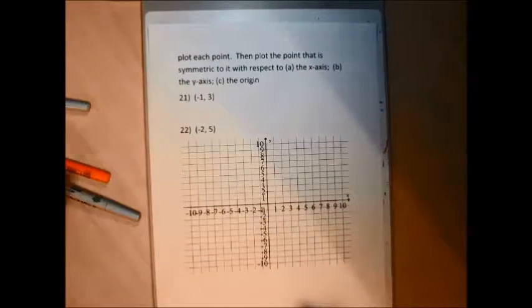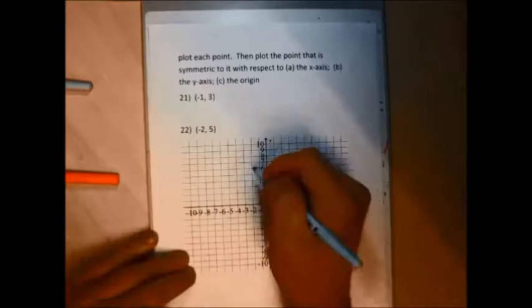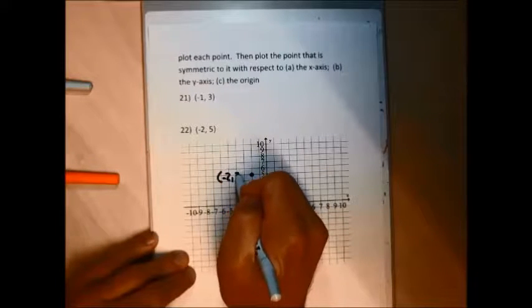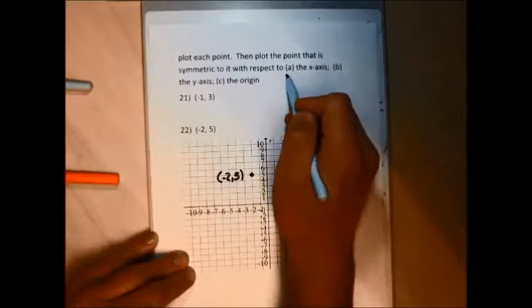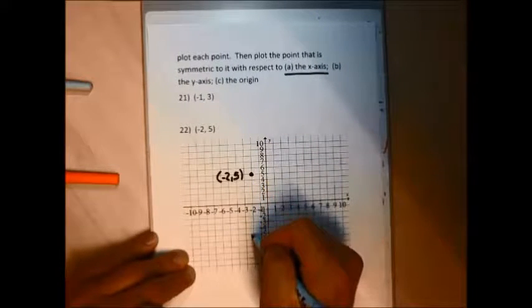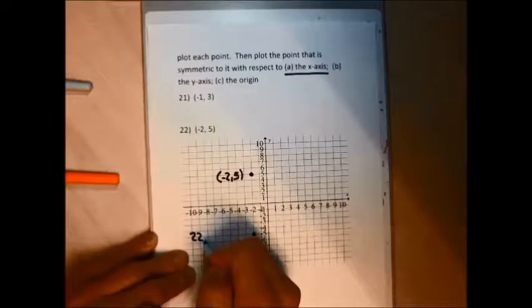So, problem 22, I'm going to start off by plotting the point -2, +5. So -2, +5 is my initial point. For part A, to find the point that's symmetric across the x-axis, I change the sign of the y in my answer to problem 22A.